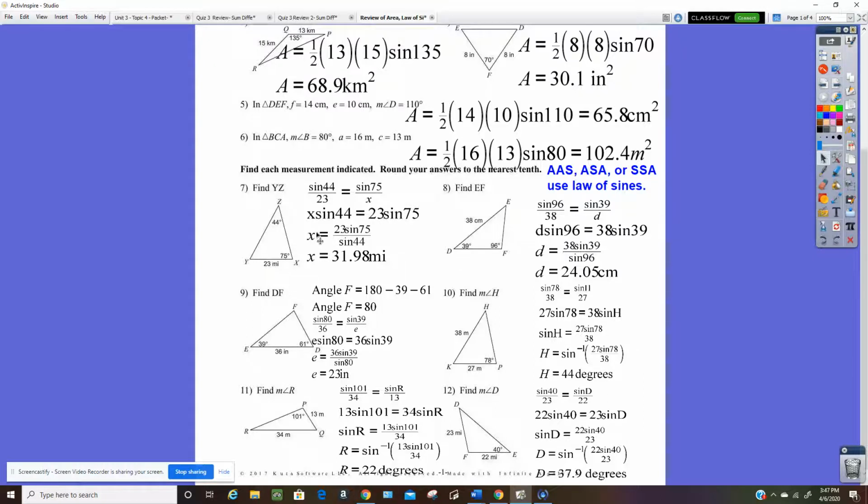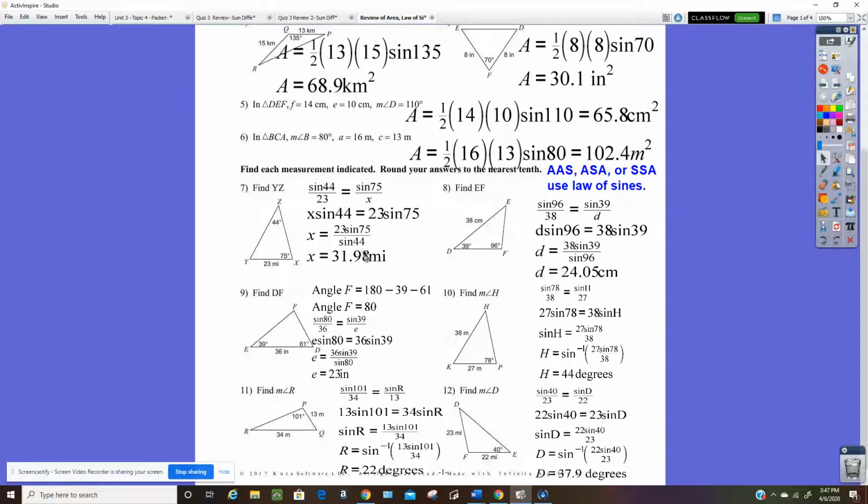So here I have a proportion. If I cross multiply, I have x sine of 44 equal 23 sine of 75. And then when I divide both sides by sine of 44, I end up with x is equal to 23 sine of 75 over sine of 44.